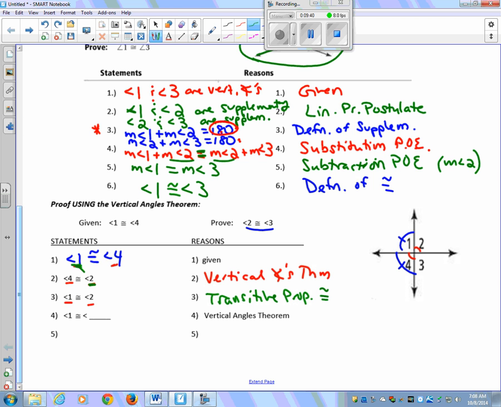Now I can also say that angle 1 is congruent to angle 3 by the vertical angles theorem. So now I can get to my proof statement. Since 1 is congruent to 2 and 1 is congruent to 3, I can say angle 2 is congruent to 3, again by the transitive property.